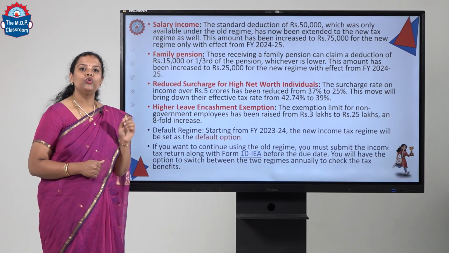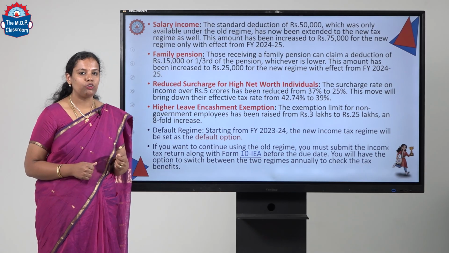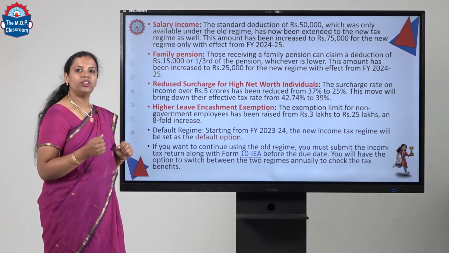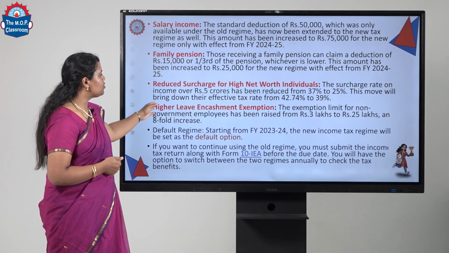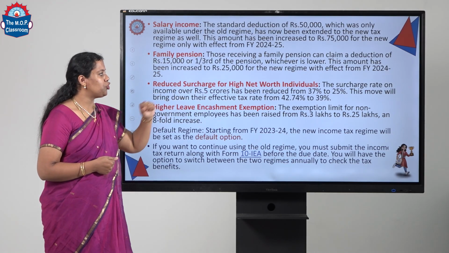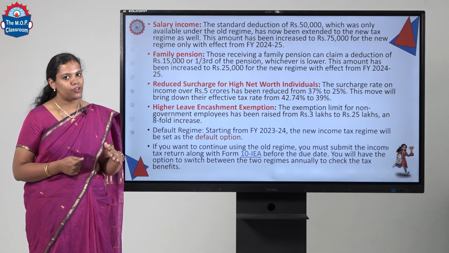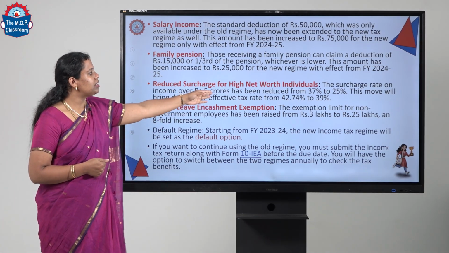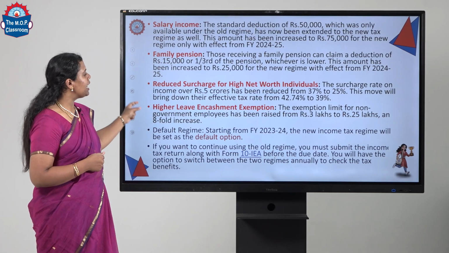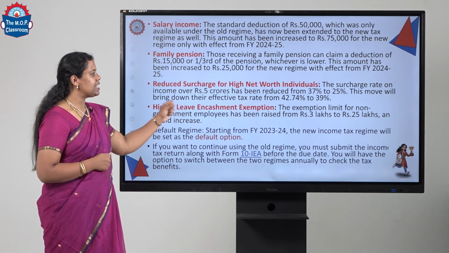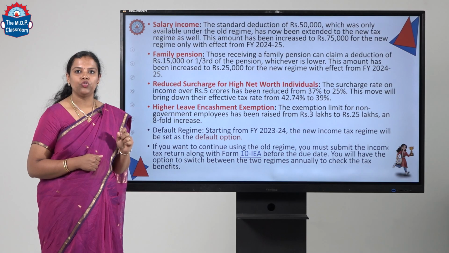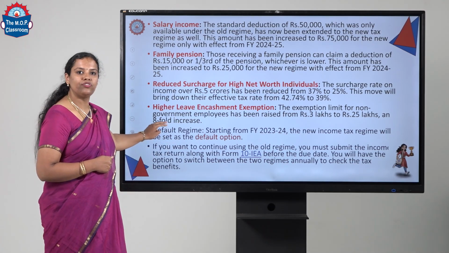Those people who are earning income above 5 crores, their surcharge has been reduced from 37% to 25%, and this will move the effective tax rate from 42.74% to 39%. This will be more beneficial to a super rich person who can claim the tax benefit here. Next is the higher leave encashment exemption. This exemption limit has been raised from 3 lakh to 25 lakhs, which is actually an 8-fold increase.